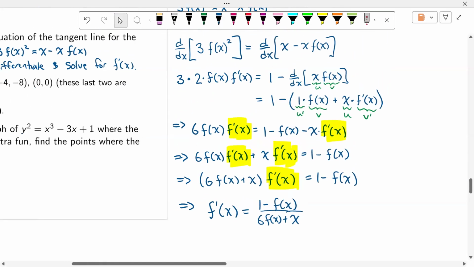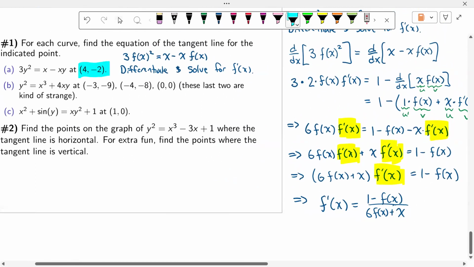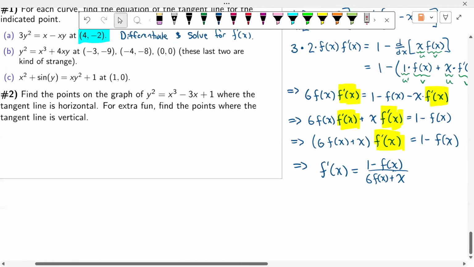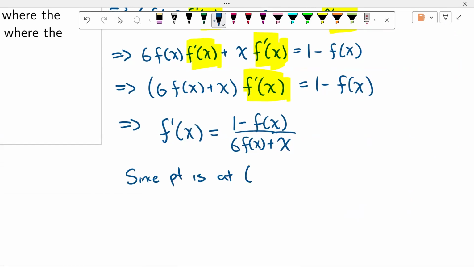So first, I need to go back and recall where my point is. My point is at 4, 2, right there. Since the point is at 4, 2, then I imagine that my function is such that when I plug 4 into it, my x coordinate, I get out 2, my y coordinate. Oh, I guess it is a -2, yeah. I just wrote the wrong thing. There we go.